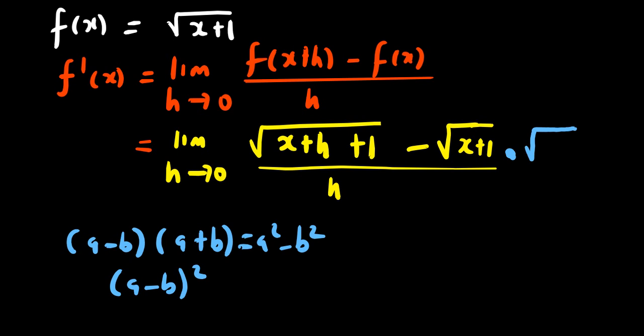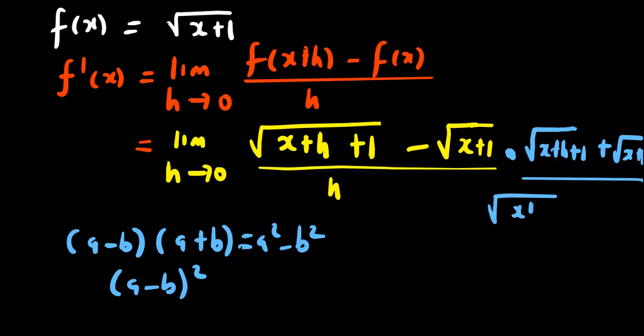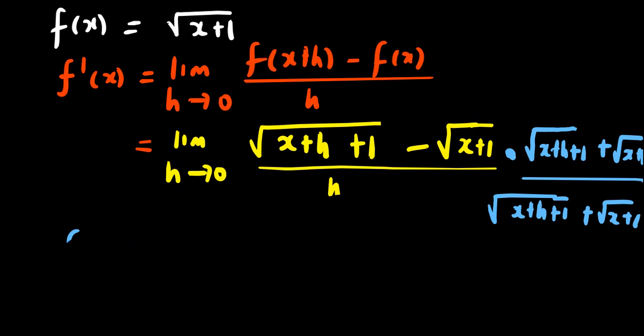So I'm going to have the square root of x plus h plus 1. Now instead of a minus, I'm going to have a plus, the square root of x plus 1, over the square root of x plus h plus 1 plus the square root of x plus 1. So that is my expression. What is on top is just the same as this, squaring that. So let me just square what is on top, because we're multiplying by the conjugate.